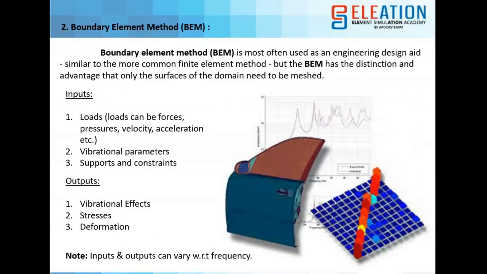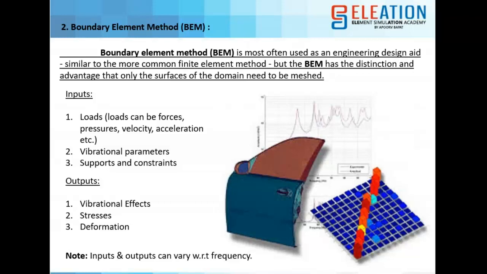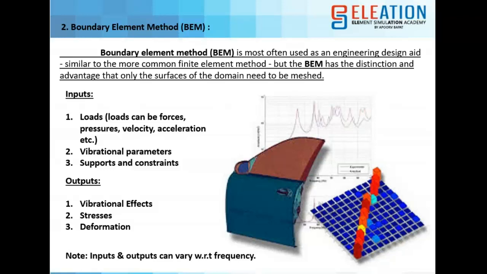Boundary element method is most often used as engineering design aid similar to more common finite element method, but the boundary element method has distinction and advantages that only the surface of the domain needs to be meshed. Inputs which you can give to perform boundary element methods are loads, vibrational parameters, supports and constraints. Output which you can get from boundary element methods are vibrational effect, stresses, deformation. The inputs and outputs in boundary element method as well can vary with respect to time.